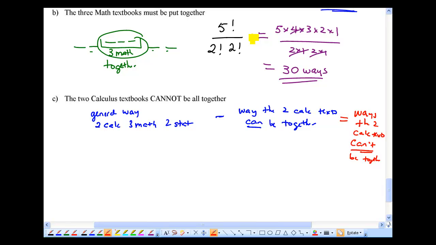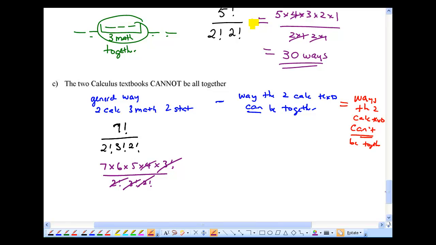Alright, so let's do the general way. How many different items are there? 2 plus 3 is 5 plus 2 is 7. So 7 items. And then we have 2 that are the same, so divide by 2 factorial. 3 that are the same, divide by 3 factorial, and 2 factorial. To calculate that, 7 times 6 times 5 times 4 times 3 factorial over 2 factorial, 3 factorial, 2 factorial. 3 factorials disappear. 2 times 2 is just 4, so that disappears. 7 times 6 times 5, what's that? 30, 210. So that just simplifies to 210.